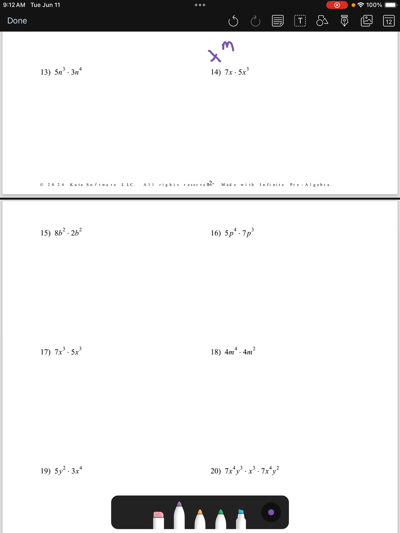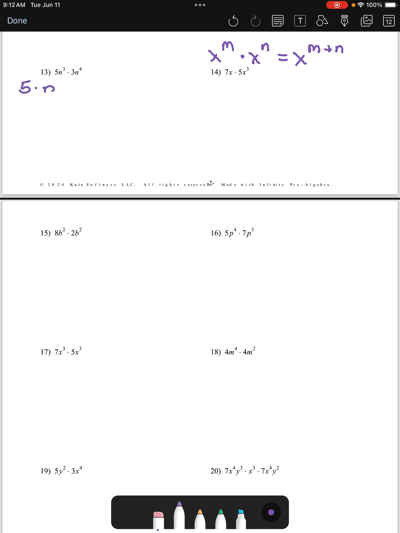So the poster for this first section, what rule are you looking for? You're looking for what we call the product rule. And the product rule reads x to the m times x to the n is equal to x to the m plus n. Now, let me show you why this is true.